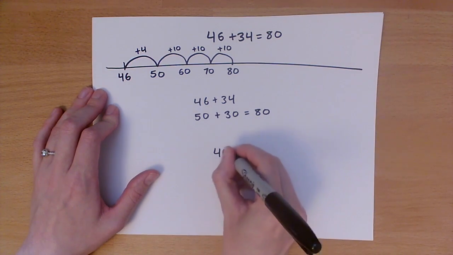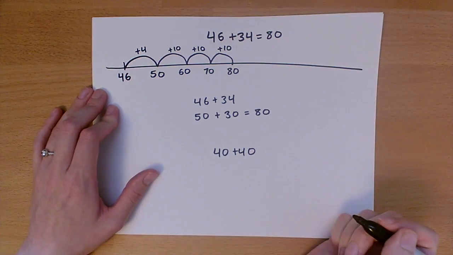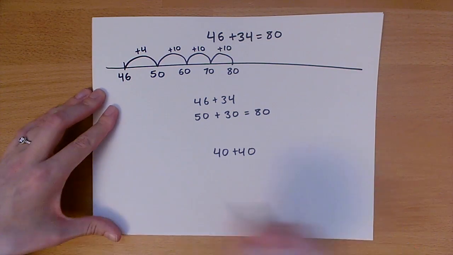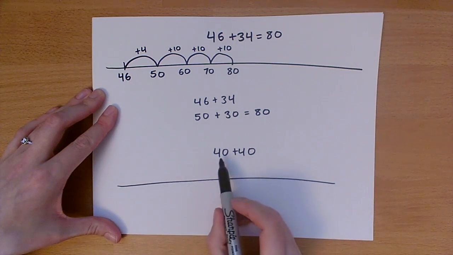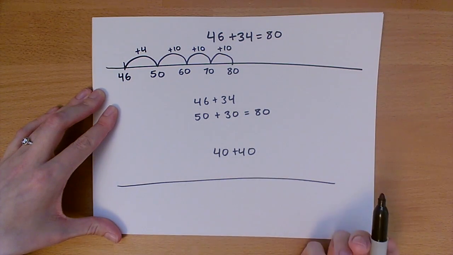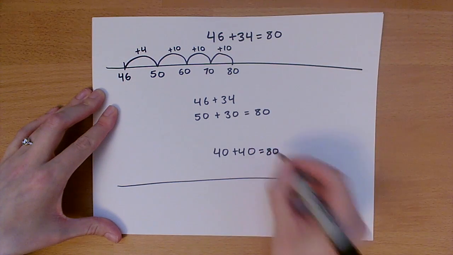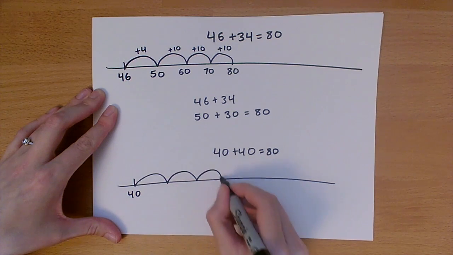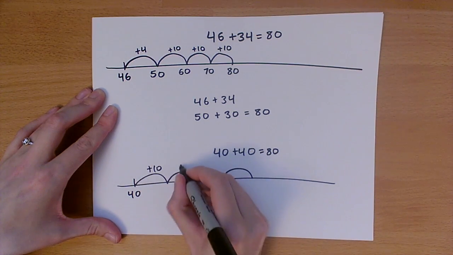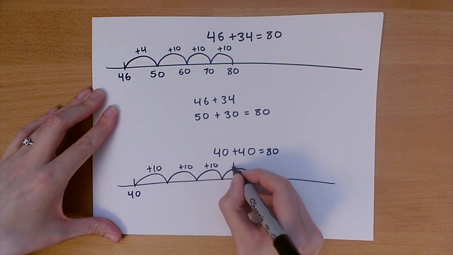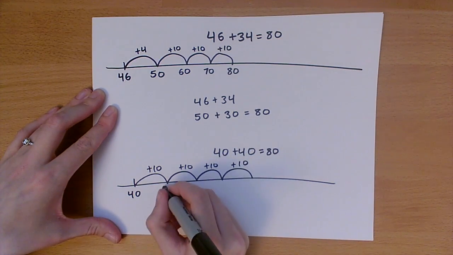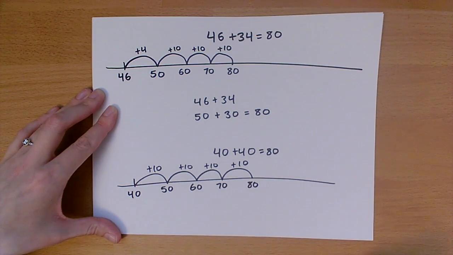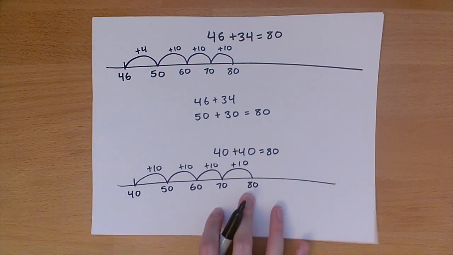Let's look at 40 plus 40. So you can figure that out. The way I would solve that is I could just solve 4 tens plus 4 tens is 8 tens, that equals 80. We could also use an open number line. So I'd add 4 groups of 10. This is another way to do it. So 40 plus 10 is 50, and we've got 60, 70, 80. Either strategy, the sum is 80.